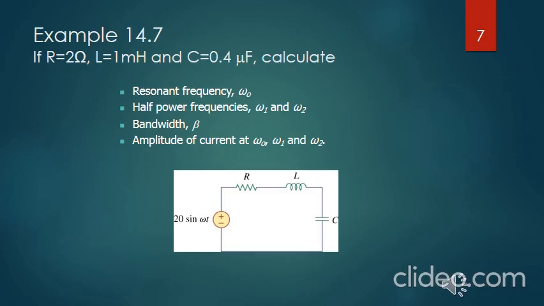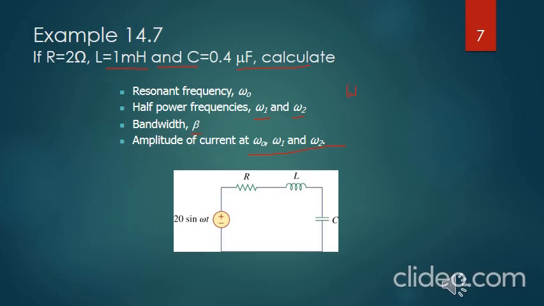So here is an example of finding out the resonant frequency, half power frequencies, bandwidth, and amplitude of current at omega naught, omega 1 and omega 2. There is a series resonance circuit where the resonant frequency is omega naught, the half power frequencies are omega 1 and omega 2, the bandwidth is beta, and you have to find out the amplitude of current. How can you find it out? It's simple. First of all, take R, L and C. R is 2 ohms, L is 1 millihenry, C is 0.4 microfarad.